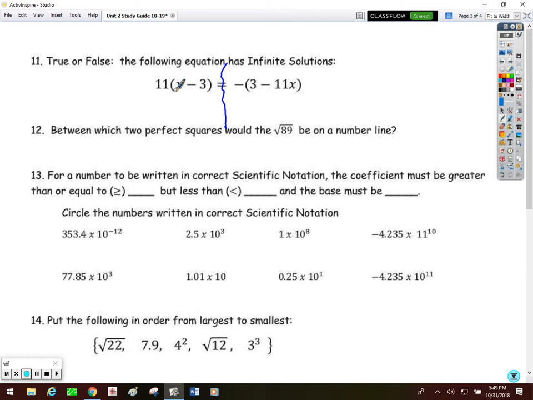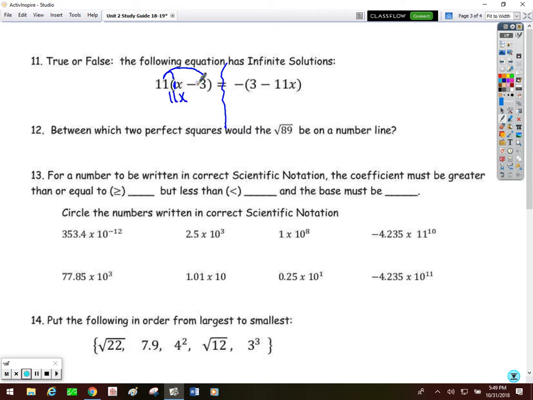Well, first off, I see two sets of parentheses, but I'm going to work one side at a time. Inside this parentheses, I have a variable that doesn't have a number, so I'm going to give it a 1 for the sake of it. Okay, so here I'm going to draw a rainbow. We're going to distribute this 11 to the parentheses. Well, 11 times 1x is 11x.